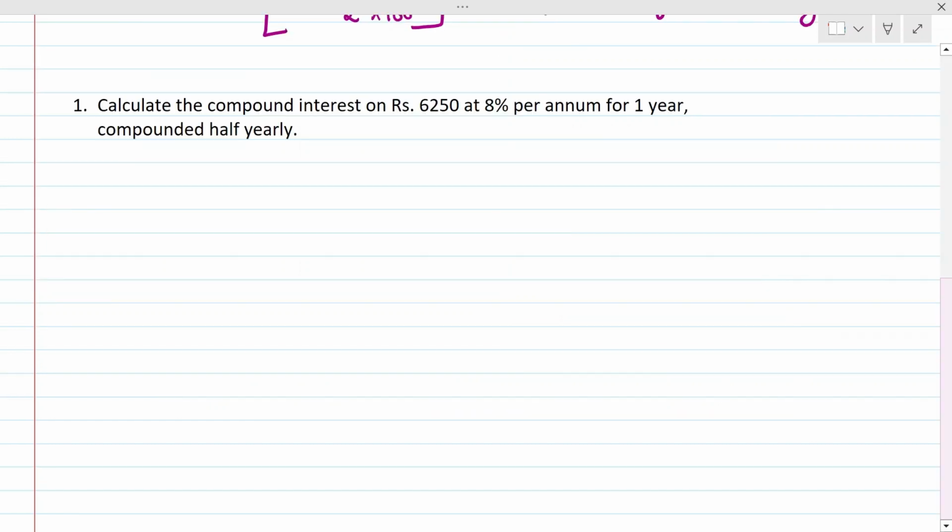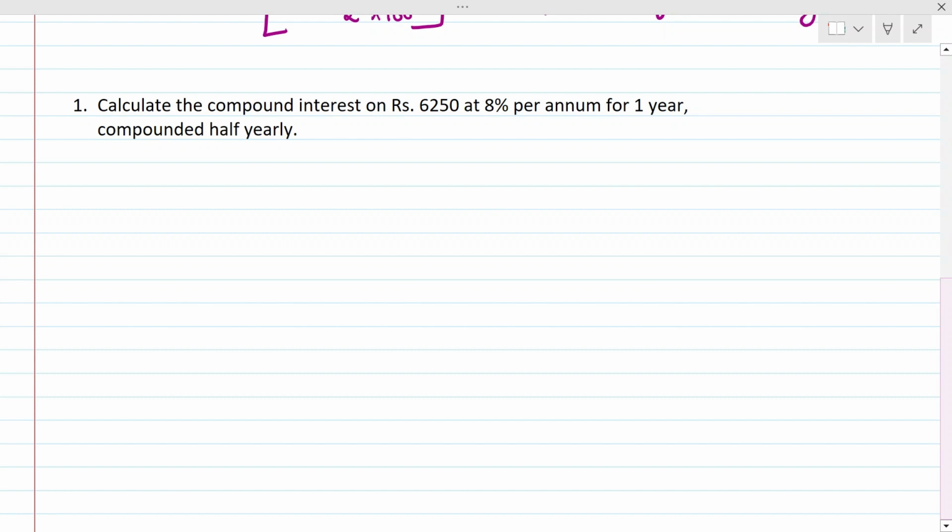The first example here is for half yearly calculation of interest. The first problem is: calculate the compound interest on rupees 6,250 at 8% per annum for 1 year compounded half yearly. So usually they will give R, that is rate of interest, for 1 year only. Per annum they will give. But we have to calculate it for half yearly. That is, R will become half of whatever is given, and the time period will be doubled, because 1 year has 2 half years.